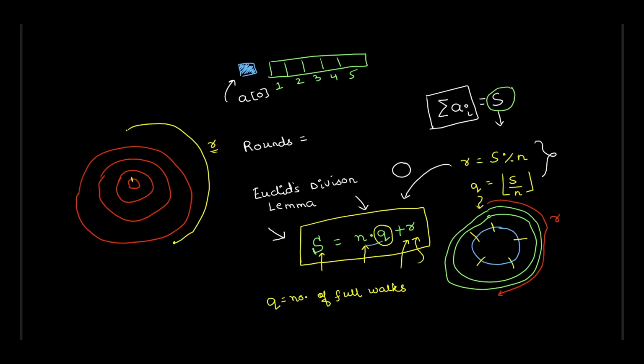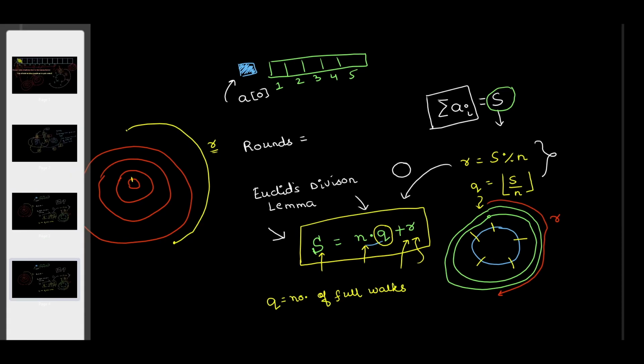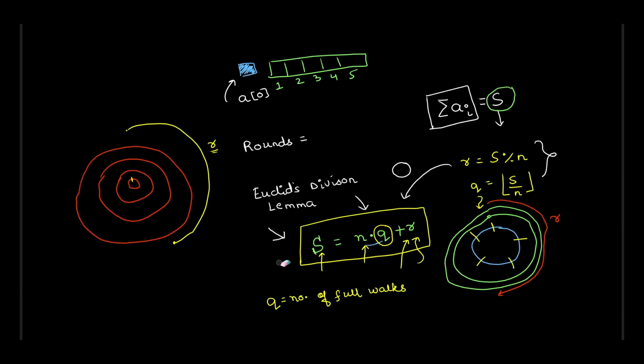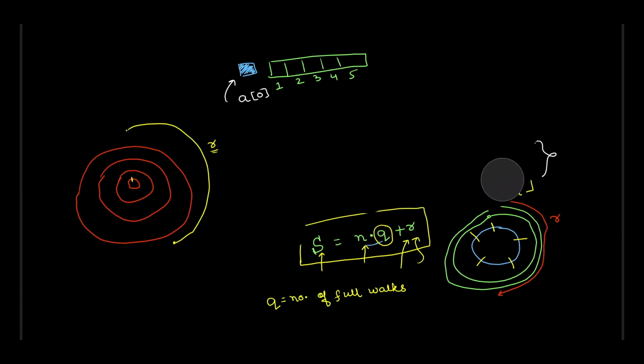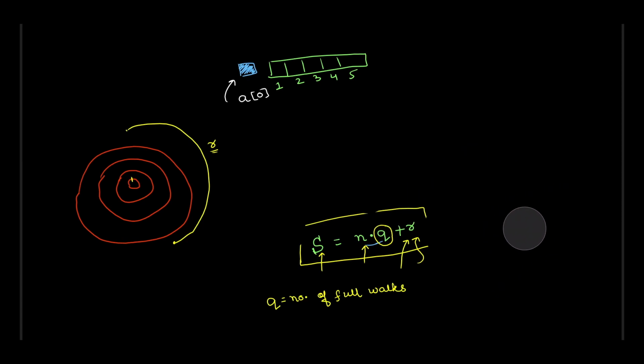So we'll start out with this division lemma only. This is the division lemma, and right now we know how to compute R and Q, so I'm going to remove the formulas for those. Okay. Now let's consider person 1. In how many rounds will it participate? We know that you are performing Q walks on the circle and then a partial walk on the circle.